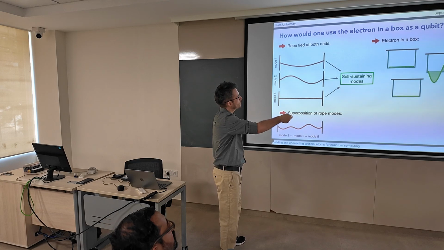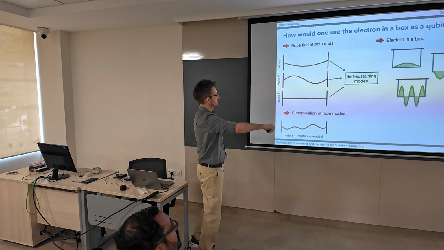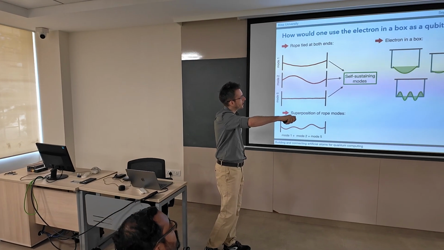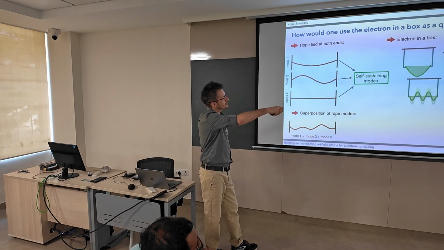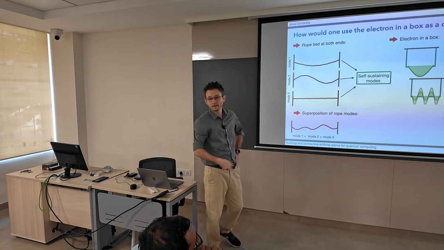This is the lowest frequency mode. So there's the lowest frequency mode, higher frequency mode, and even higher frequency mode. This is the fifth mode, and this is the second mode.